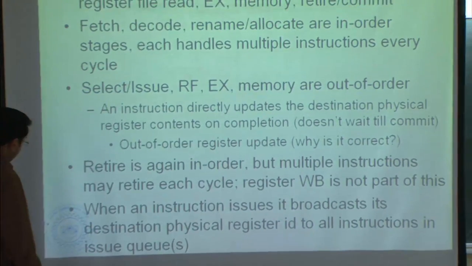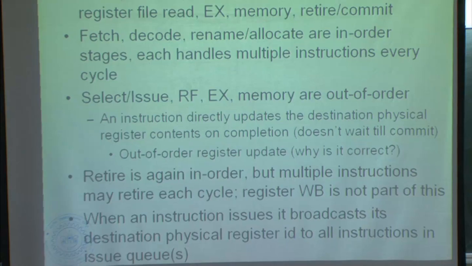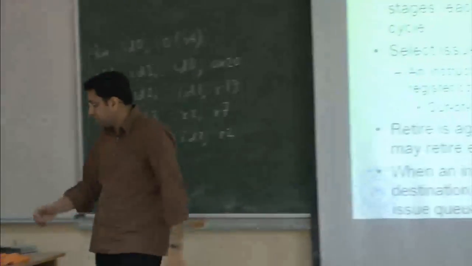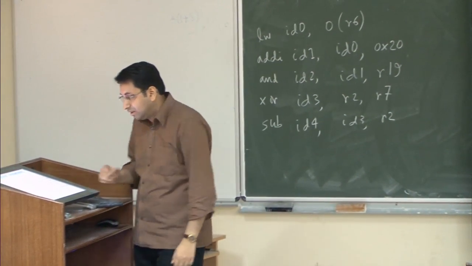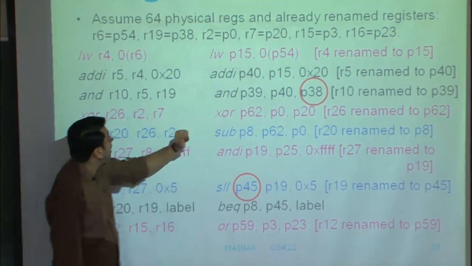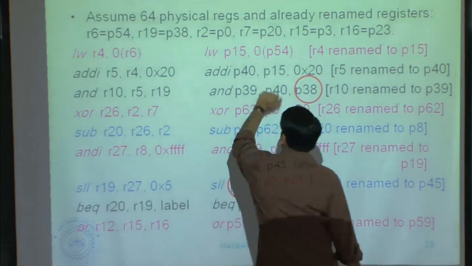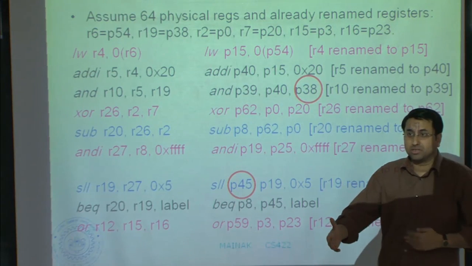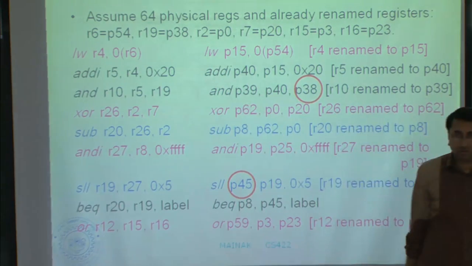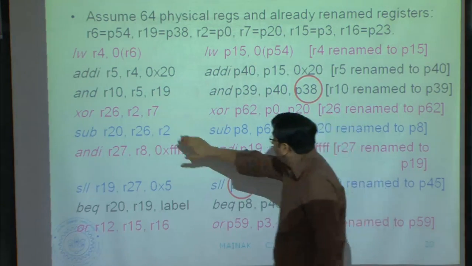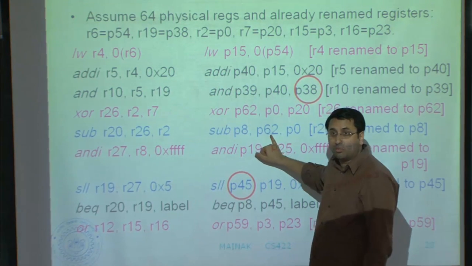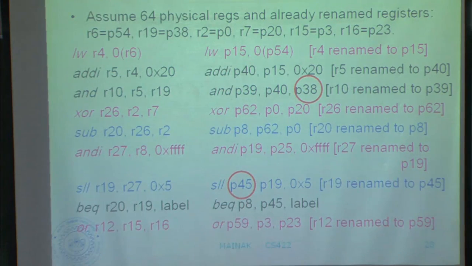When an instruction issues, it broadcasts its destination physical register ID to all instructions in the issue queues, and that's essentially the wake-up logic. Every instruction compares its source physical registers with the broadcast destination register. For example, when this instruction issues, it will broadcast P15, and this one will have a match and know that it can probably issue the next cycle. In this case, it probably cannot issue in the next cycle because of load latency; you have to wait a few more cycles. Similarly, when this instruction issues, it will broadcast P62, and this instruction will match its source, wake up, and know that next cycle it can go. That's how the wake up happens.